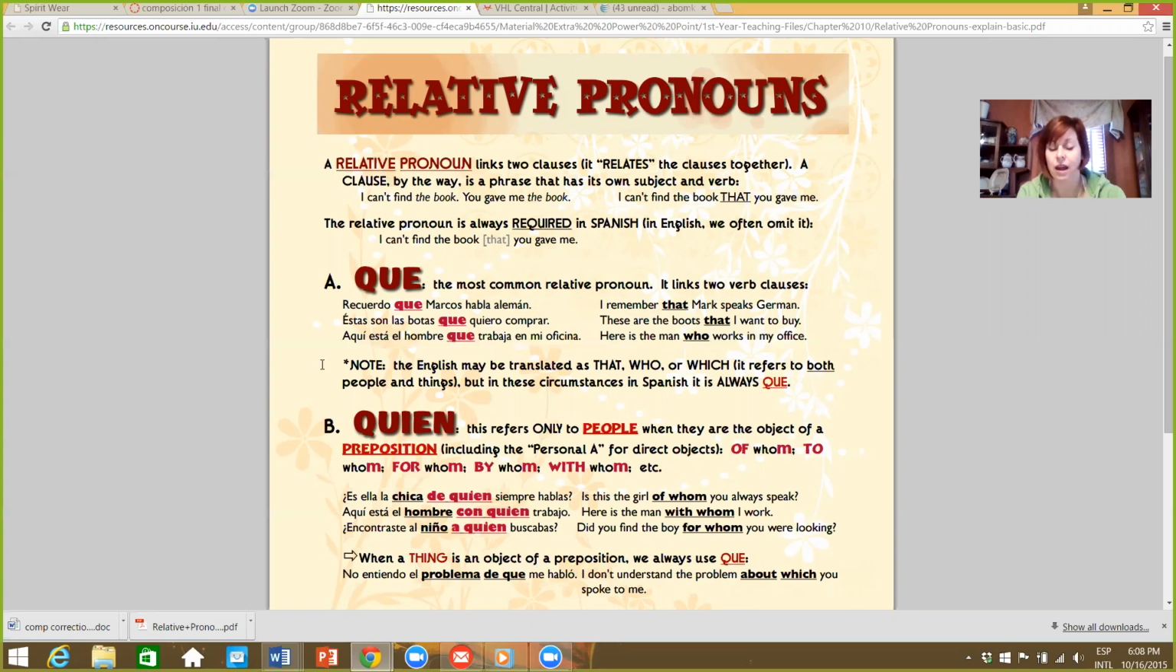Okay, so que can be used for a person or can be used for a thing, which is a little different in English. In English, you could say, and people do say, the guy that you were talking to is my cousin. But really, to be grammatically correct, you need to say the guy who you were talking to is my cousin. So in English, you really need to say who. In Spanish, you would use que for both of those.